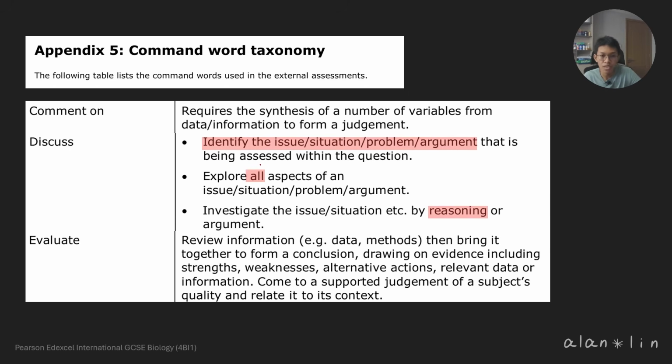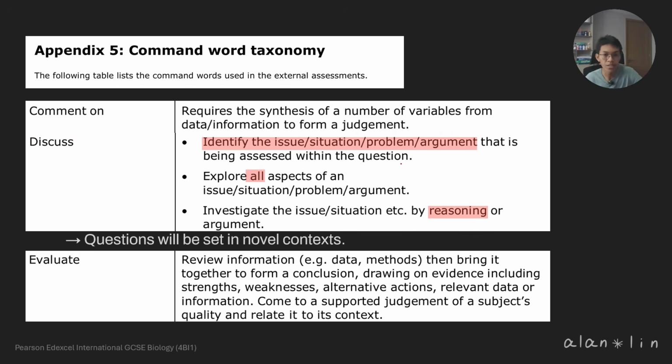As for discuss, we have 3 bullet points that the exam board has provided us with. And in my opinion, I think these 3 bullet points apply to all these 3 different command words, even though they are only shown with the discuss command word. So the first one says, identify the issue, situation, problem, argument that is being assessed within the question.